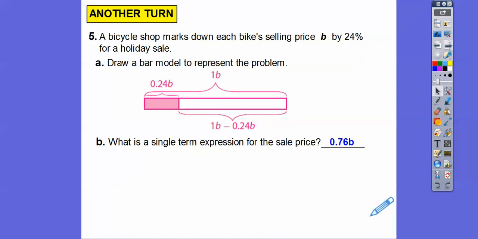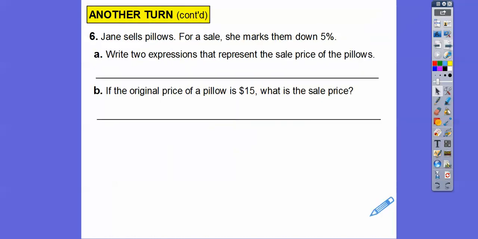Okay. All right, here's another one. Jane sells pillows. For a sale, she marks them down 5%. So write two expressions. Now remember, 5% is not 0.5. That would be 50%. 5% is 0.05 because you have to move that decimal over 2 places, one place and then one more place, so you have to add a 0. So write two expressions that represent the sale price.